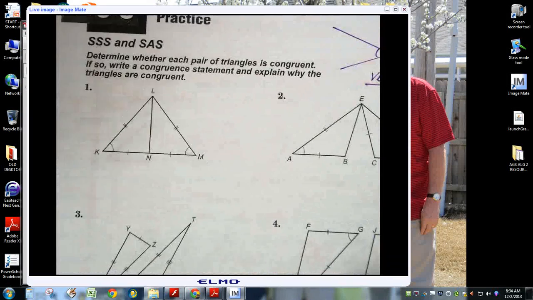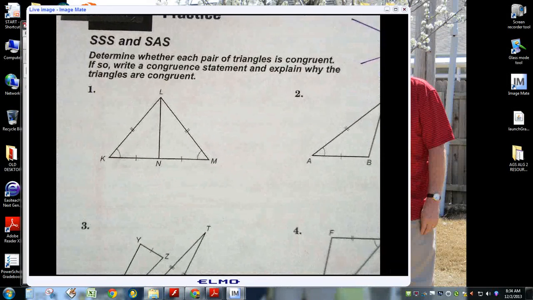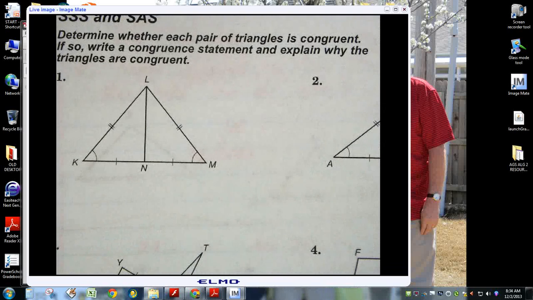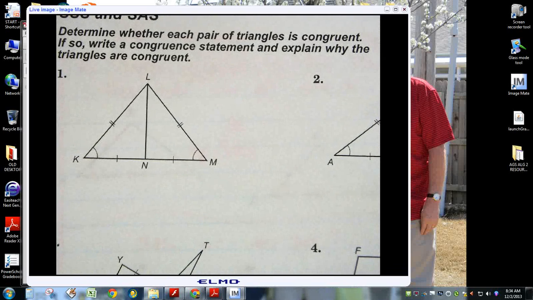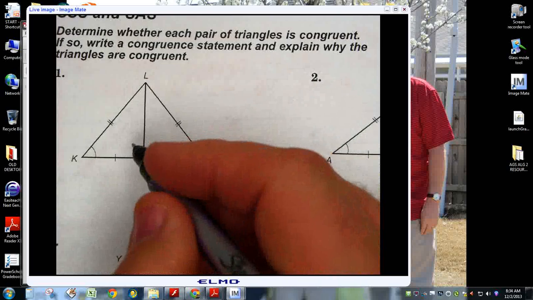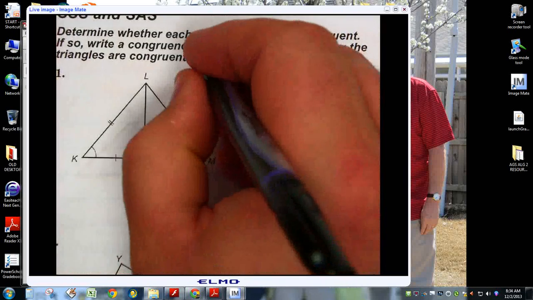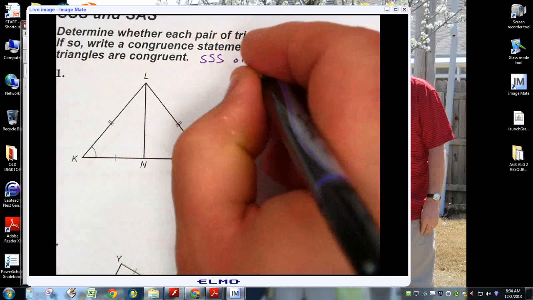Let's look at number one. Tell whether these two triangles are congruent. Write the congruency statement and explain why. Do I have three things? My only possibilities here are side, side, side, or what? Side, angle, side.